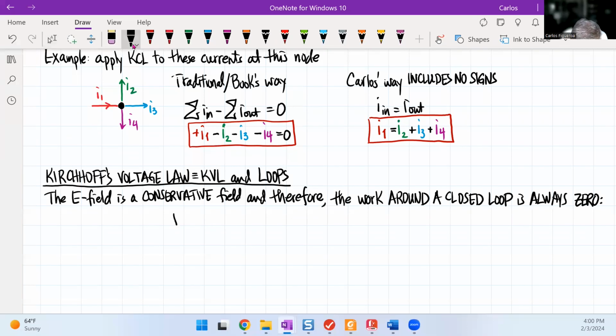So then that means that the work of the E field is then the integral of the electric force along some displacement. This guy, as long as it's around a closed loop. And the way we typically write a closed loop is when we put a circle around our integral.